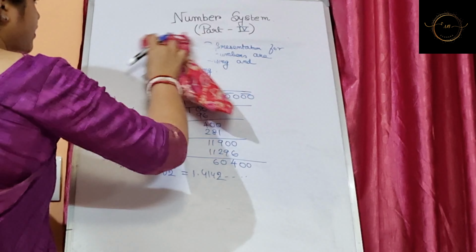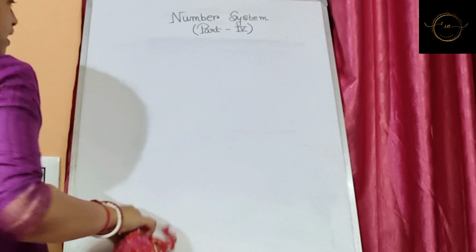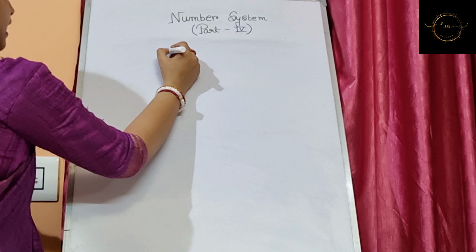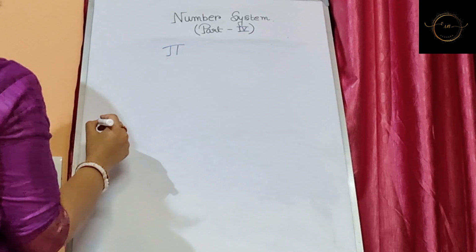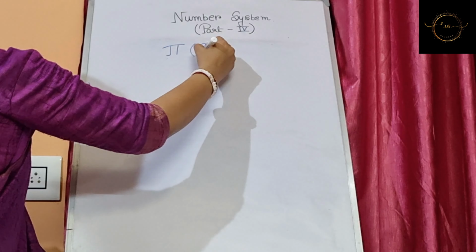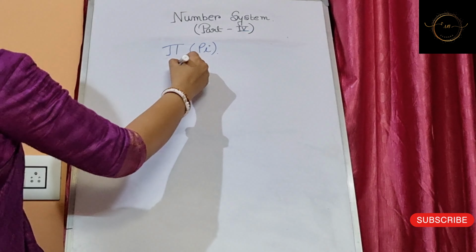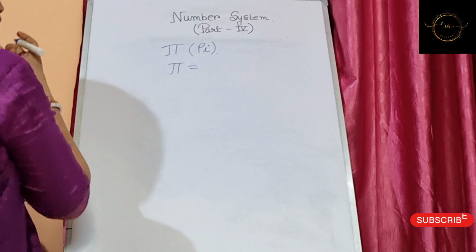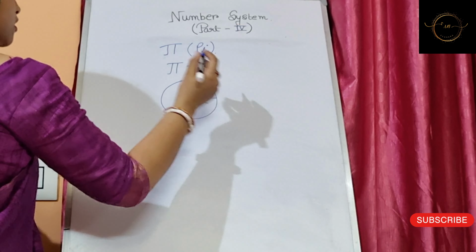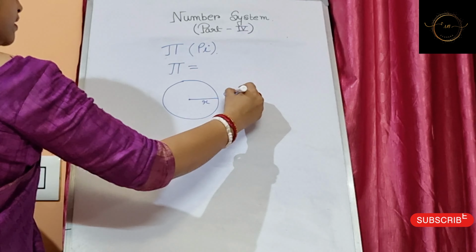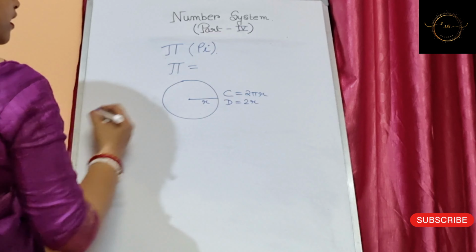The next very interesting part of irrational and rational numbers is an irrational number, and it's a Greek word, that is pi. We all know this as the number pi. You know how we have got pi? We all know how a circle is drawn. What is the center? If this is the radius of the circle, what will be the circumference of the circle? 2 pi r. And what is the diameter of a circle? Twice of r.